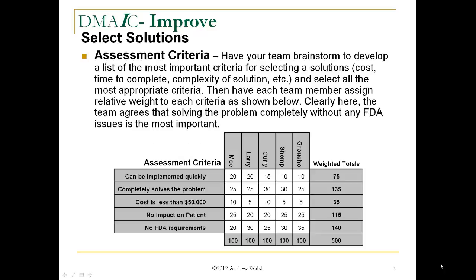Assessment criteria. Have your team brainstorm to develop a list of the most important criteria for selecting a solution, like cost, time to complete, complexity of solution, etc., and select all the most appropriate criteria. Then have each team member assign relative weight to each criteria shown below. Clearly here the team agrees that solving the problem completely without any FDA issues is the most important. So we see all these criteria rated at 20, 30, 25, 30, 35, higher than all the others, with a weighted total of 140. Most important, no FDA requirements.